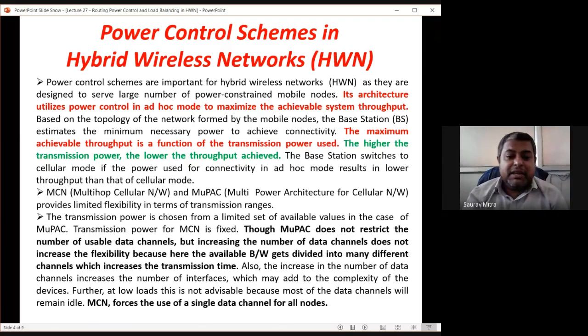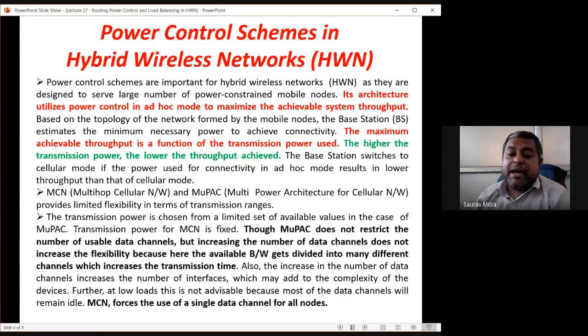Transmission power for MCN is high, but MUPAC does not restrict the number of usable data channels. It increases the number of data channels but does not increase the flexibility, because here the available bandwidth gets divided into different channels, which increases the transmission time. It is actually explaining how MUPAC works, not very important. Also, the increase in the number of data channels increases the number of interfaces, which may add to the complexity of the device. Further, at low load this is not advisable because most of the data channels will remain idle. MCN forces the use of a single data channel for all nodes.